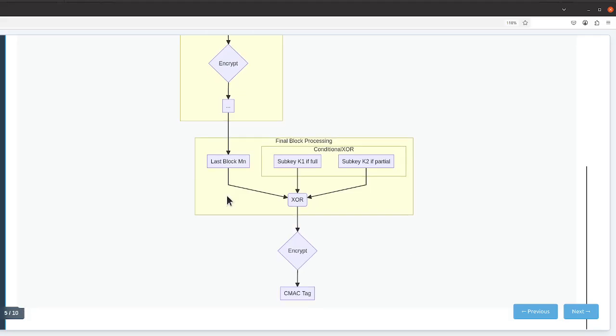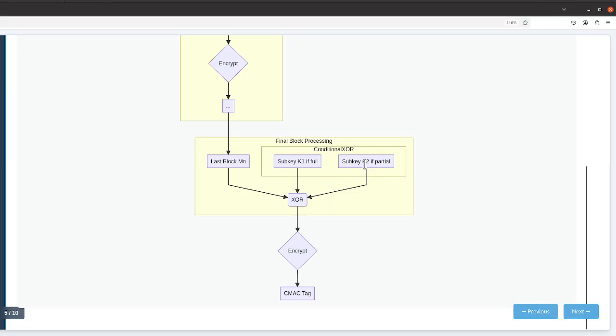Here's where the special handling comes in. If the last block, Mn, is a full block, it is XORed with subkey K1 before the final encryption. However, if the last block is incomplete, it must be padded to a full block, and then it is XORed with subkey K2 before the final encryption.